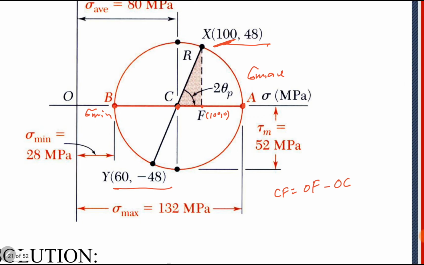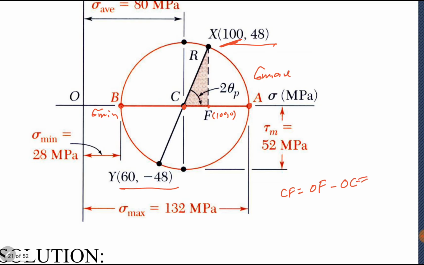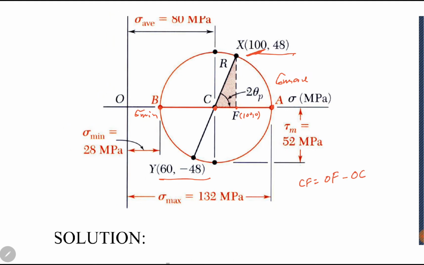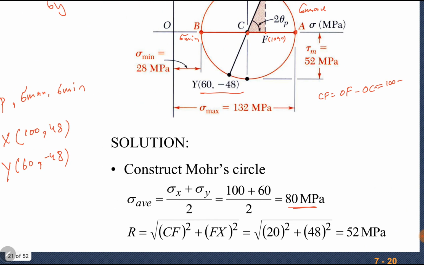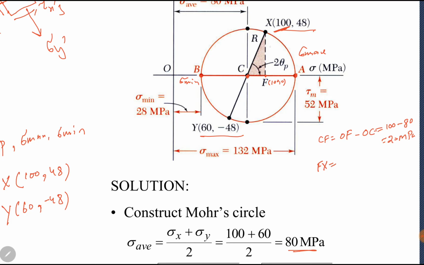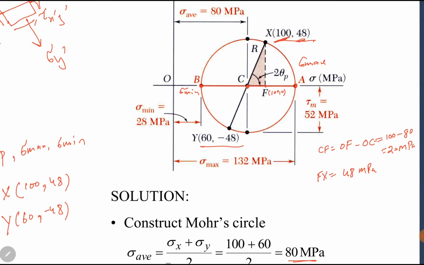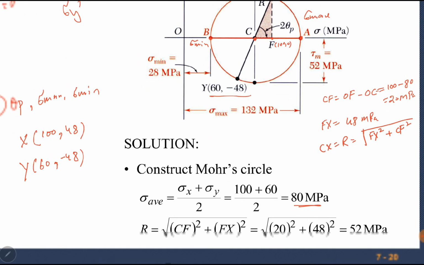So OF is equal to 100 minus OC. OC is average stress. Average stress is 80 megapascal. 100 minus 80, so it becomes 20 megapascal. FX is simply this vertical line, and it is equal to 48. Radius CX is equal to radius, and you can find it by Pythagoras theorem by putting all these values, and you can find radius here, which is 52 megapascals. Okay.